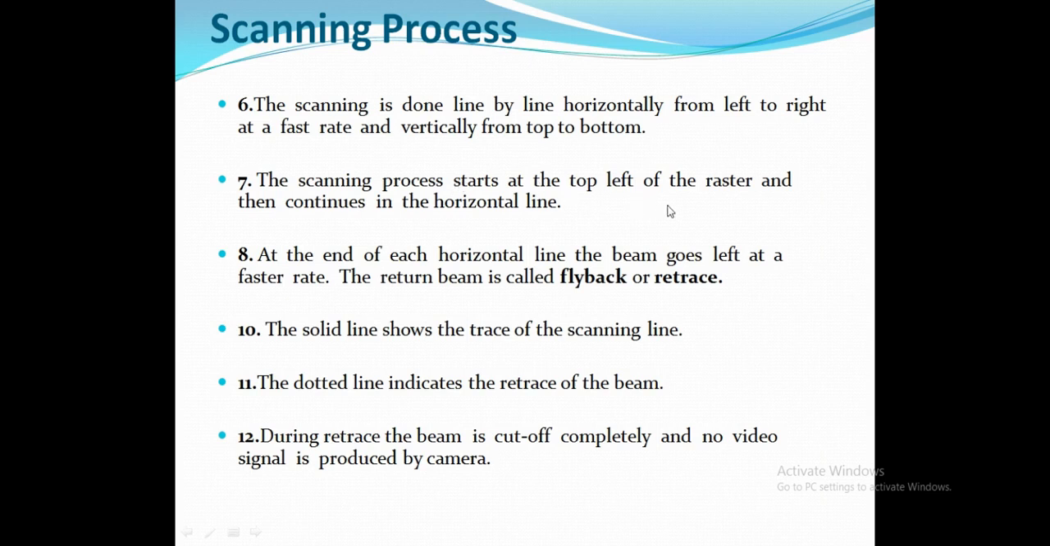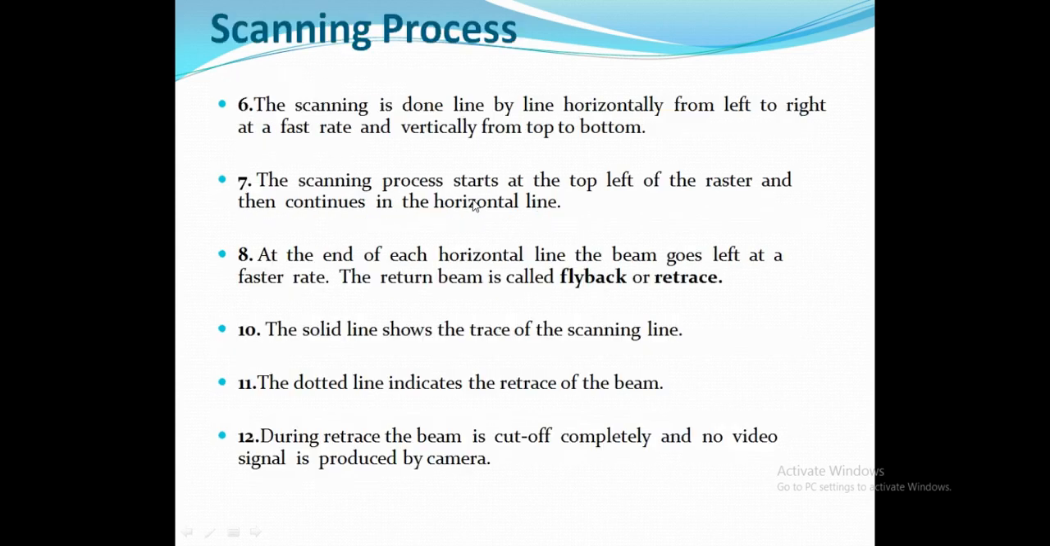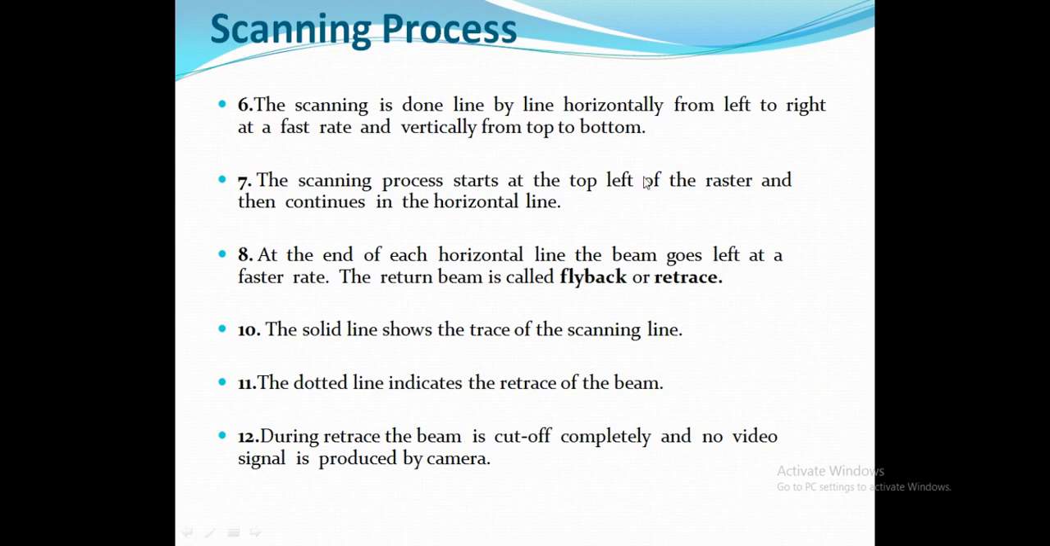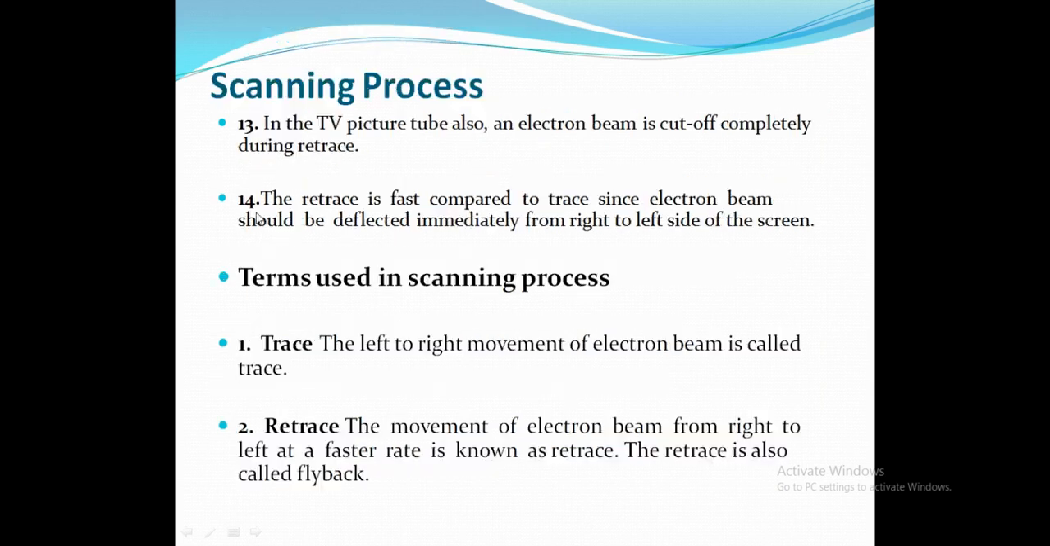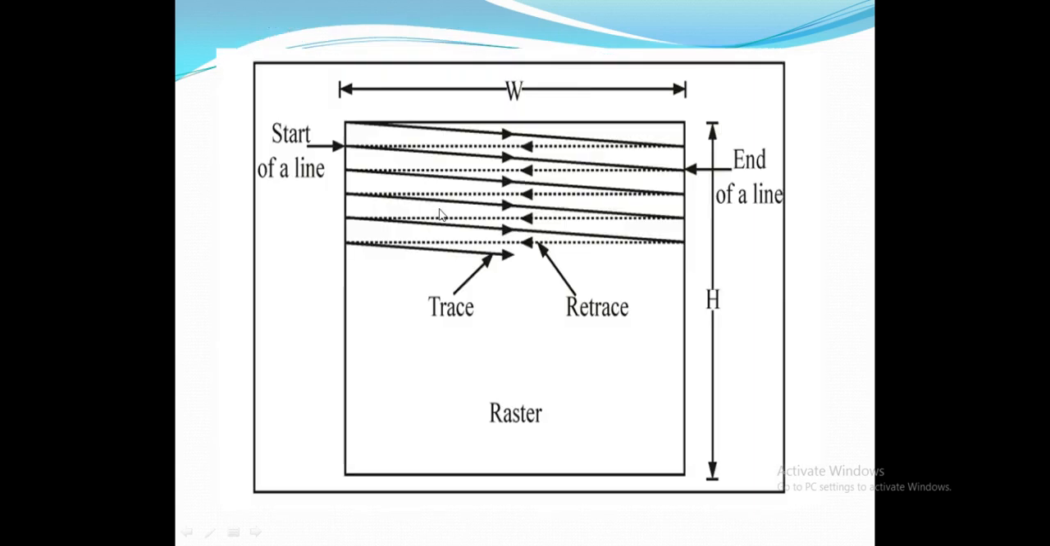Okay, so the scanning process starts at the top left of the raster and then continues in the horizontal line. Next, at the end of each horizontal line, the beam goes left at a faster rate. The return beam is called a flyback or retrace.